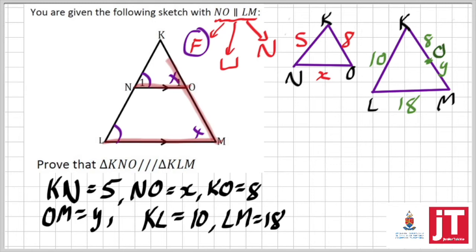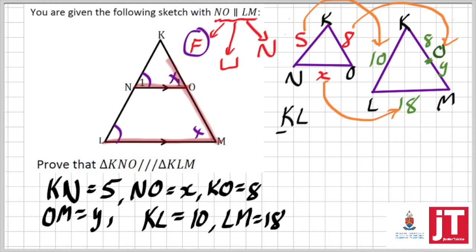So now this means there must exist a common ratio. Whatever I multiply 5 by to get to 10, I've got to do the same to go from 8 to that side, as well as from x to that side. You can maybe quickly spot the ratio, but I'm going to write it out formally.